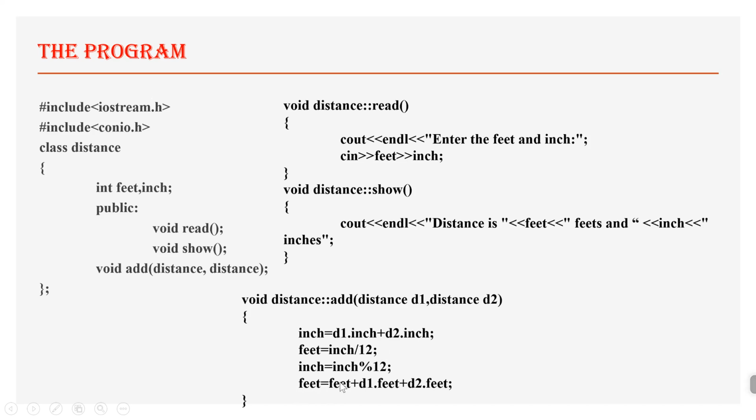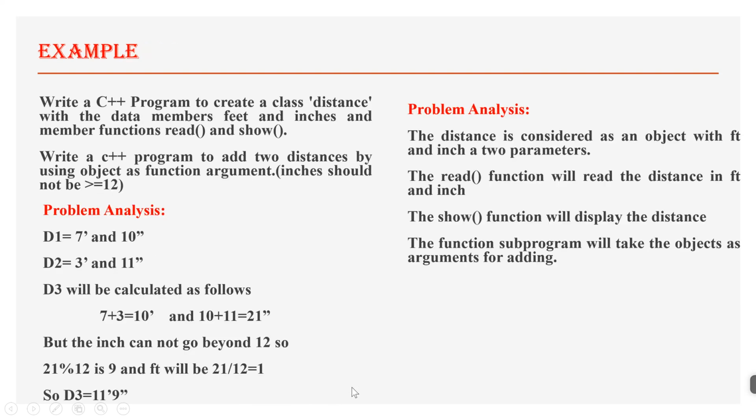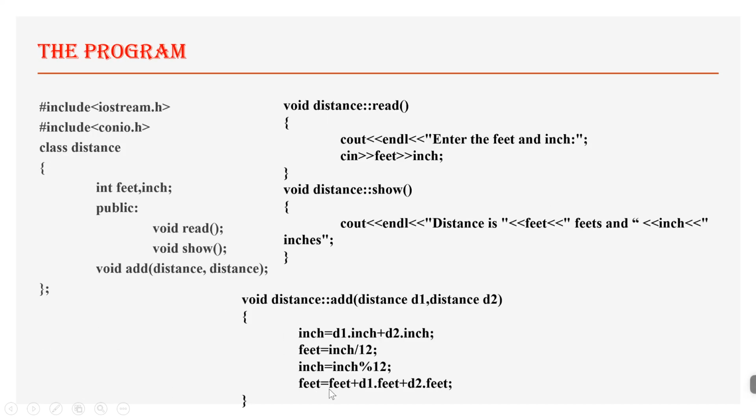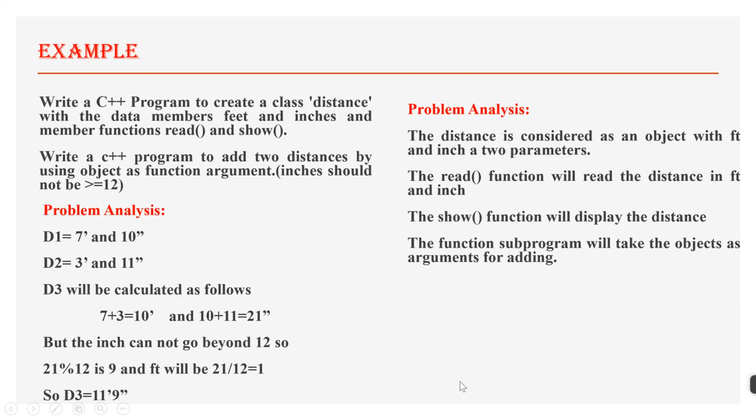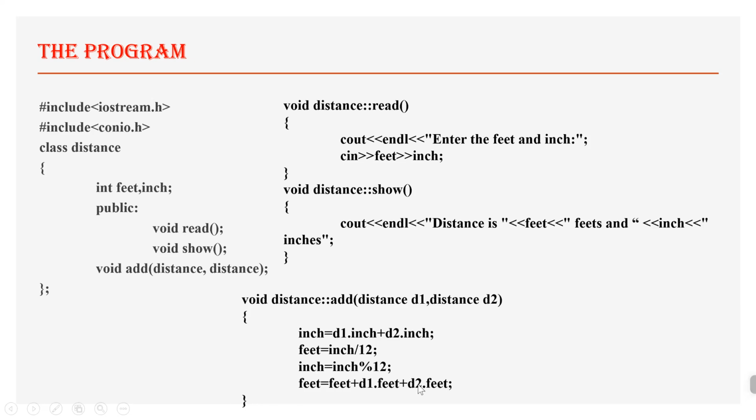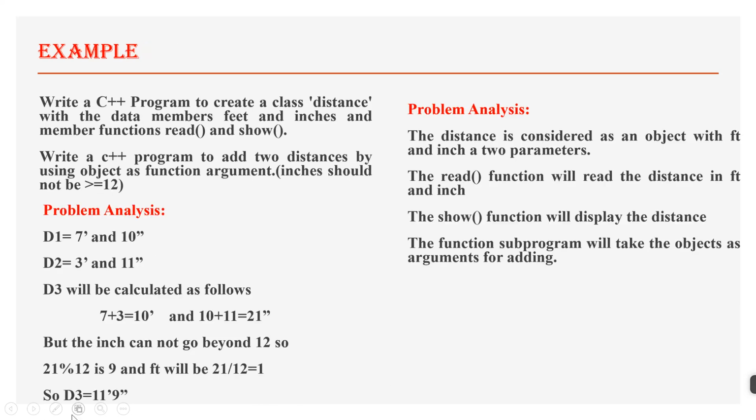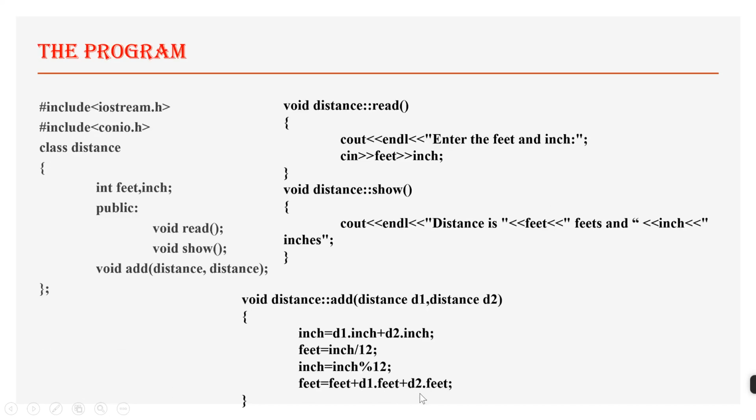Now, what is the previous value of feet? The previous value of feet is 1 because 21 by 12 is 1. So feet is 1 plus d1 dot feet. What is d1 dot feet? 7 feet. Then plus d2 dot feet. What is d2 dot feet? That is 3. So now feet is equal to 1 plus 7 plus 3, so that becomes 11. So my total resultant is 11 feet, and the inch is 9 inch.